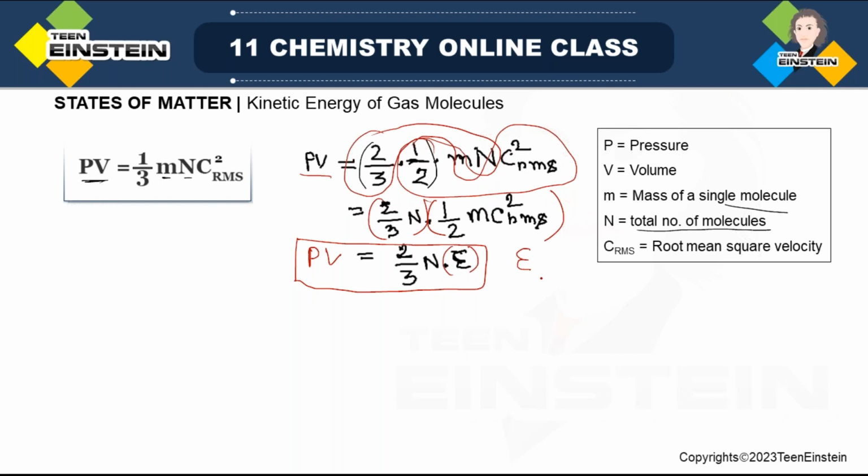So why are these formulas important? Because suppose in some question the m and N values are given, or P and V are given, and you have to find c RMS square. There are a total of 5 terms, so if 4 terms are known, obviously the unknown you can calculate from this formula. Similarly, this epsilon value you can calculate provided you know P, V and N. Now this epsilon, you can call it average energy per molecule.